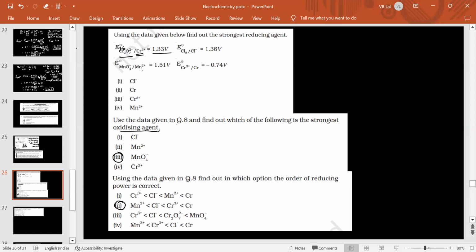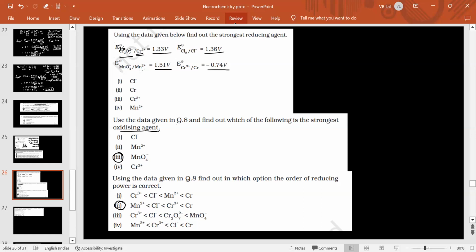Here MnO4, so this is +7 to +2. So this is also the reduction potential. And here Cl2 0 to -1. So this is also reduction potential. And here Cr3 plus to Cr. So all values given here are reduction potential only.